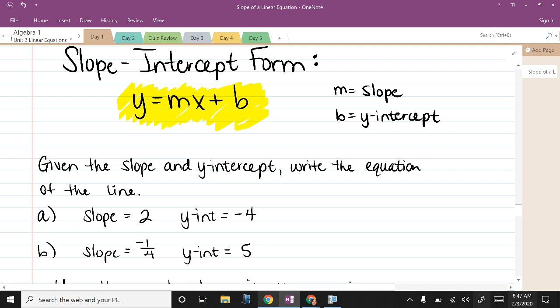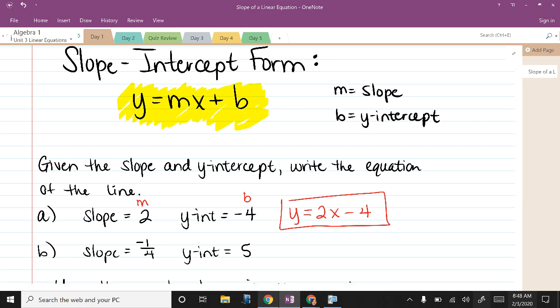All right, so the slope is 2. What letter represents slope? The M does, yeah. And the y-intercept is -4. What letter is the y-intercept? B. And you leave y and x alone. So y equals what goes in for M? 2. Put your x after your slope. What goes in for B? Don't write plus negative, just put -4. And there you go. That's put the M in the M spot and the B in the B spot.